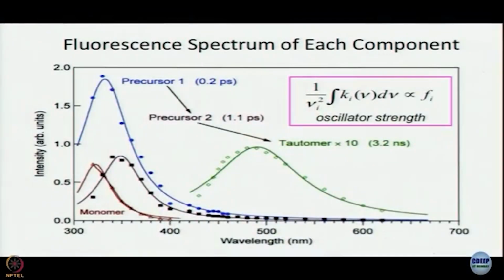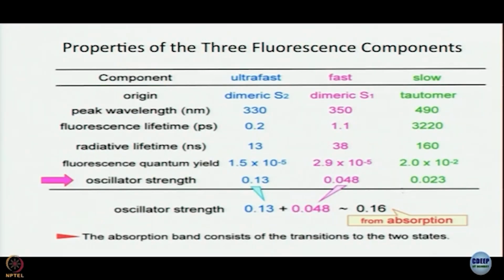But we have said already that they also determined the oscillator strength. And to summarize the data that they had, neglect the first line for the moment, even though I have shown it to you. So, you already know the answer. They had these three components, right, 0.2 picosecond, 1.1 picosecond and like 3 nanosecond or so. Peak wavelengths are for the first one 330 nanometer, for the fast decay the species has emission wavelength of 350 nanometer. This tautomer emission is 490 nanometer. Fluorescence lifetime turns out to be 0.2 picosecond, 1.1 picosecond, 3.2 nanosecond, and radiative lifetime turns out to be 13 nanosecond, 38 nanosecond, 160 nanosecond.